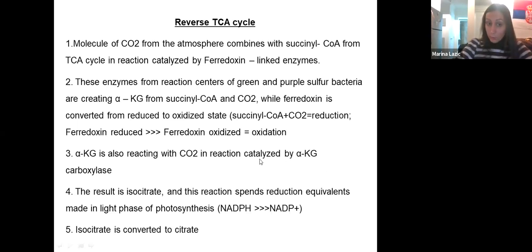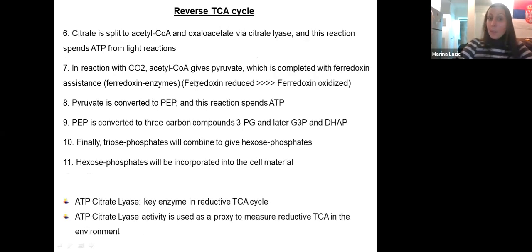Then isocitrate is converted to citrate. Citrate is split to acetyl coenzyme A and oxaloacetate, and this is done with citrate lyase. And again, now we spend ATP, again from the light reaction. So while the regular TCA cycle assumes production of reduction equivalents, which is energy, here we have spending of reduction equivalents and energy, where this energy and reduction equivalents come from the light reaction of photosynthesis. Now, we have this acetyl coenzyme A, which is combining with carbon dioxide, so again capturing, fixing carbon dioxide, and now we get pyruvate.